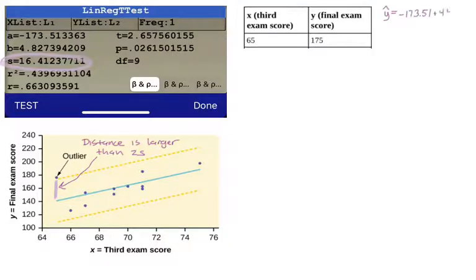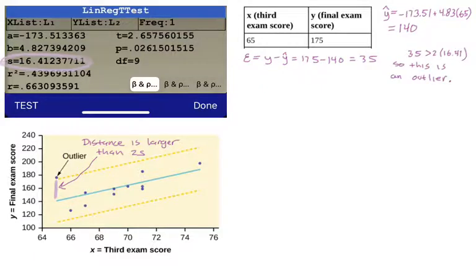So I'm going to take the first data value, the one that we identified as an outlier, and the first thing we want to actually do is figure out y hat here. So what is the predicted value? So we plug 65 into there and we get 140. Now what we want to do is we want to find that error, that residual, which is 175 minus 140. So that's going to give us 35. And since 35 is larger than 2 of those standard deviations, we say that that is an outlier.